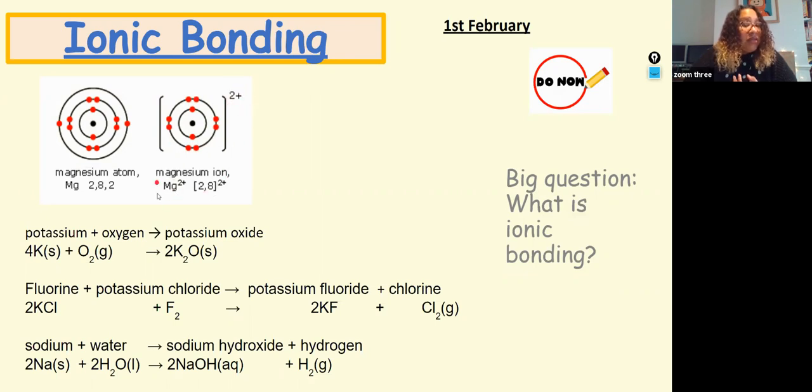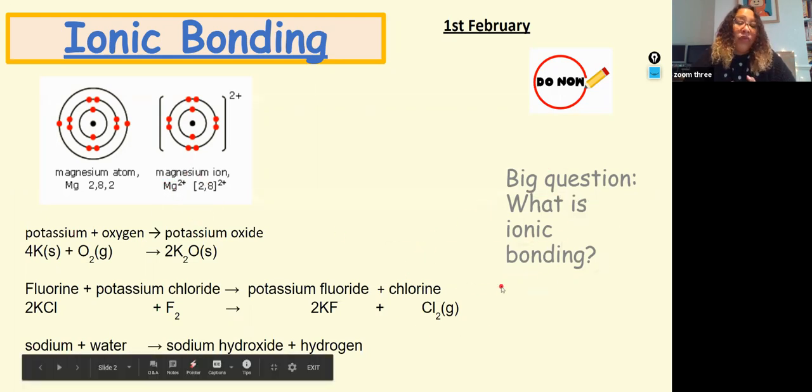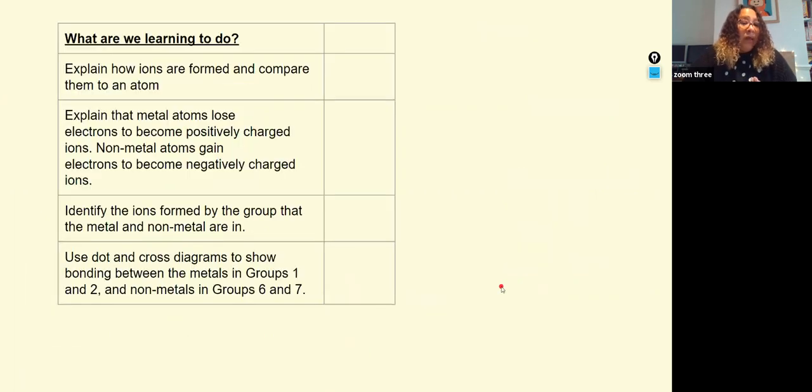And because it's lost 2 electrons, it's become a 2+, okay, because it's got 2 more protons than electrons. And so we say that it's a magnesium 2+ ion, which means it's lost 2 electrons and its charge is 2+. Okay, so this charge idea is really important when we're talking about this big question as to what is ionic bonding. So what are we doing today?